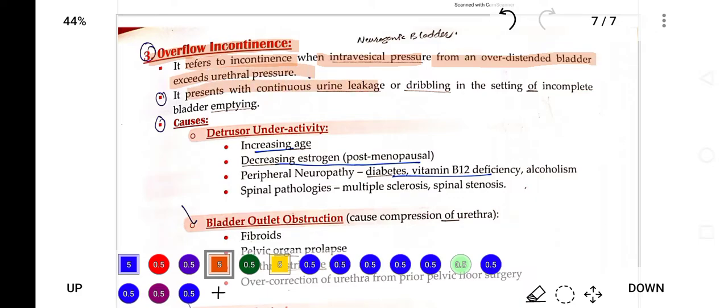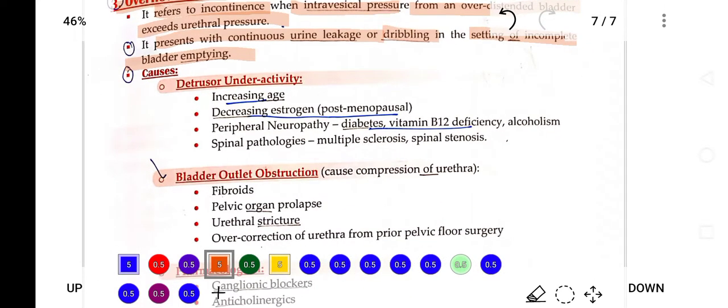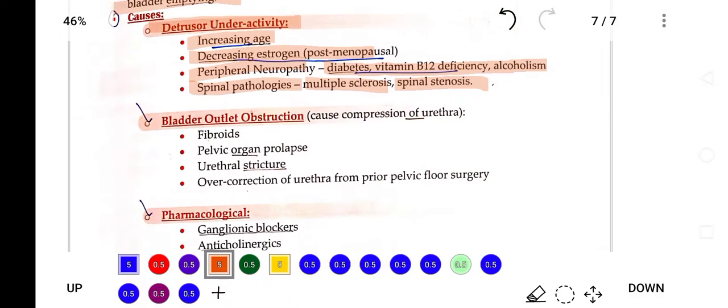It presents with continuous urine leakage, dribbling, and incontinence, and incomplete bladder emptying occurs. Overflow incontinence, and its causes are detrusor underactivity, which means detrusor muscles do not work well with increase in age, decreased estrogen in postmenopausal age, peripheral neuropathy like diabetes, vitamin B12 deficiency, and alcoholism. Women can develop this condition. Spinal pathologies like multiple sclerosis, spinal stenosis can cause detrusor underactivity.